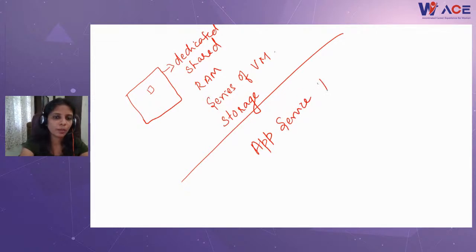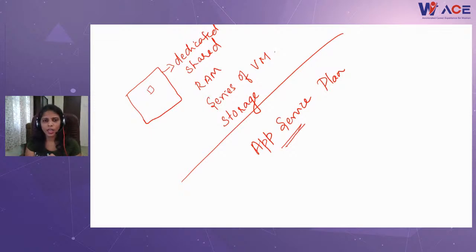So we call it an app service plan. With the help of the app service plan, you choose whether you want a dedicated machine, how much RAM, or what configuration VM you want. All these are decided by the app service plan that you choose. And there are around 5 app service plans. We'll see about that.